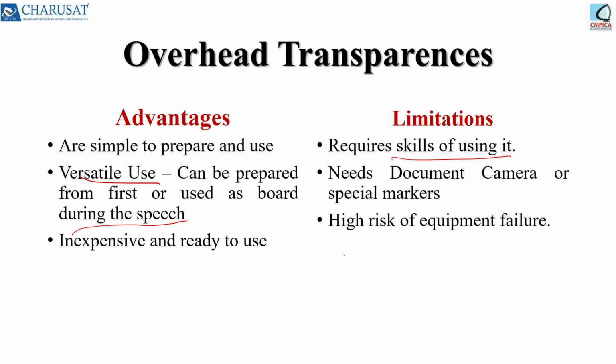So therefore it needs a document camera or special markers. As I have already mentioned, you cannot use it with a simple ball pen. They are not very expensive, but definitely if you do not have any of those, then this wouldn't work. And there is a high risk of equipment failure. Because the transparent sheet requires a basic machine to put that sheet on, which will be reflecting, so it works as a projector kind of thing. If that machine itself is not working, then it would be an equipment failure.